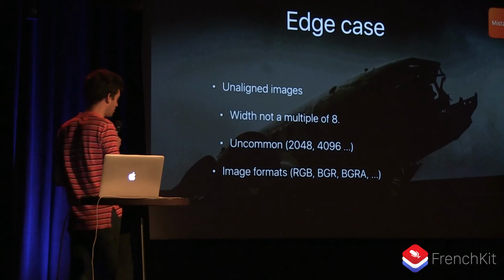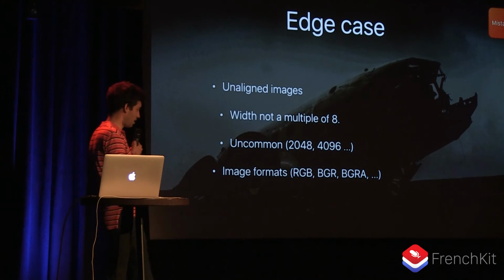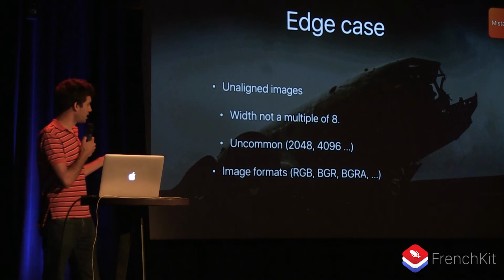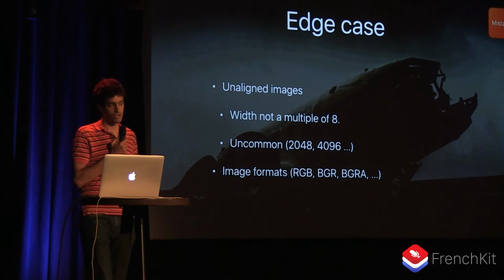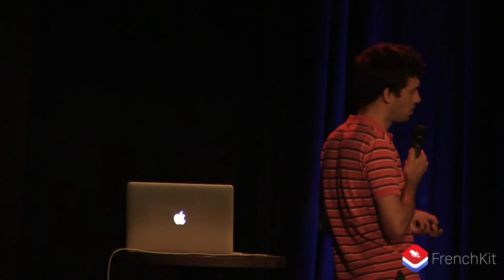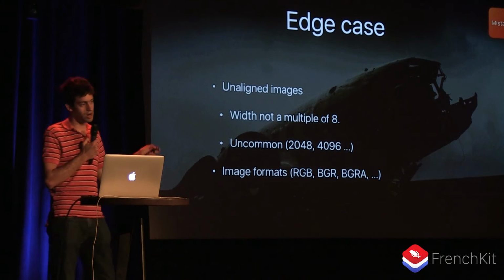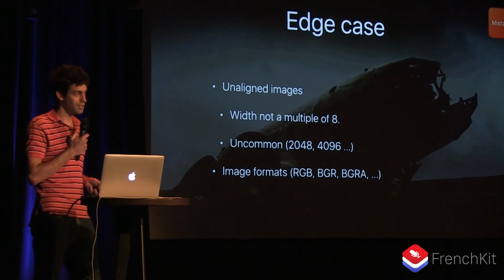So that's one edge case. The other edge case we can think about is here we get an RGBA input image. That's the images you get out of the iPhone camera. But what if we got an RGB image? What if we got a BGR image or a BGRA, which you can get on Android? It's just the channels in a different order. Well, our code wouldn't work. So how do you deal with that?